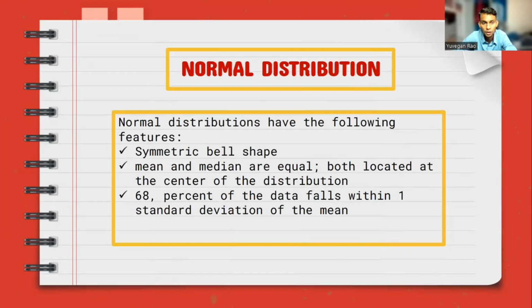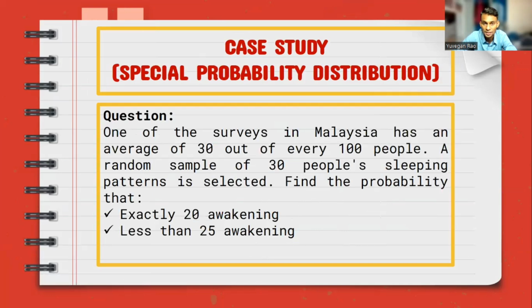Getting into normal distribution. Normal distribution has the following features: symmetric bell shape. Mean and median are equal, both located at center of the distribution. 68% of the data falls within one standard deviation of the mean. So the case study based on special probability distribution.